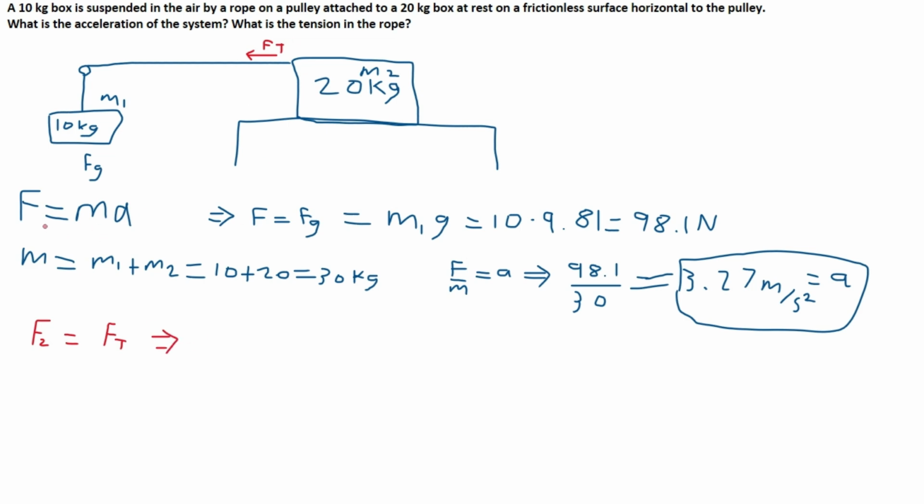Which means that the net force is given by F equals ma. So m2 times the acceleration is just equal to the force of tension. Plugging in the values, this means that 20 kilograms multiplied by 3.27 meters per second squared equals the force of tension, which is equal to 65.4 newtons.